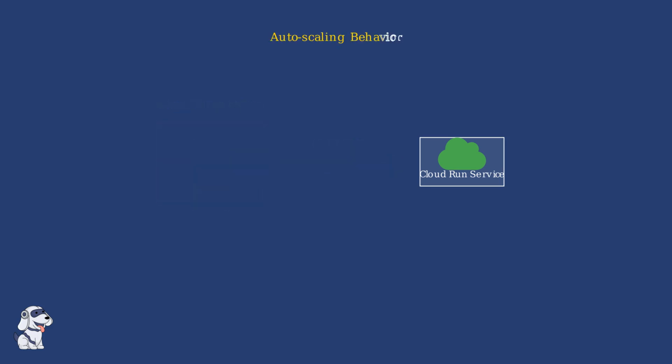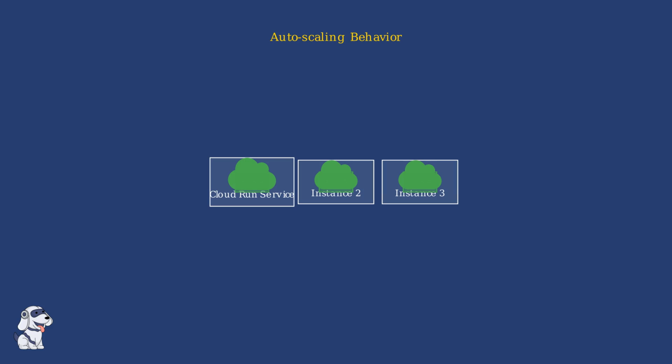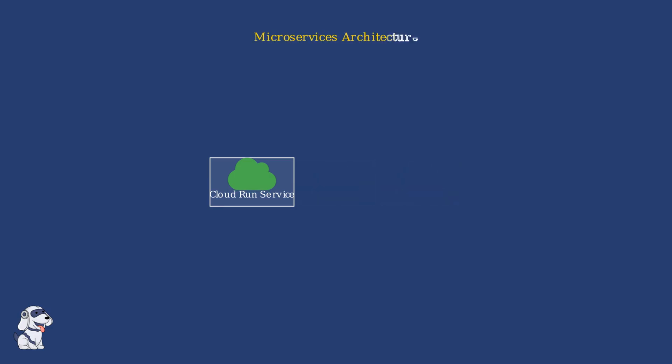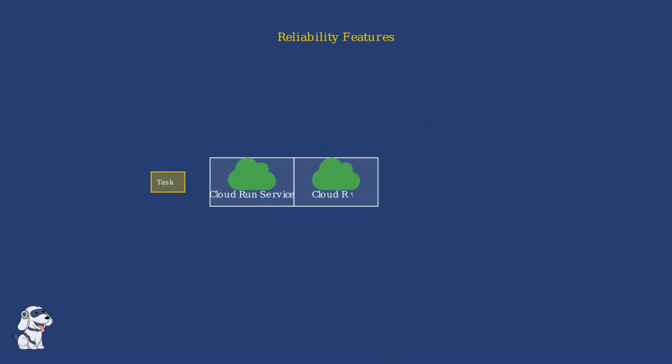Cloud Run automatically scales containers based on incoming requests. When multiple tasks arrive simultaneously, additional container instances are created to handle the increased load efficiently. This integration pattern is particularly powerful for microservices architectures. Each Cloud Run service can handle specific types of tasks, creating a distributed and resilient system. The Cloud Tasks and Cloud Run integration provides automatic retry handling, load balancing, and fault tolerance. Failed tasks are automatically retried, while successful completions are acknowledged with HTTP status codes.